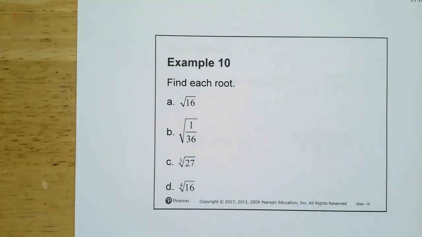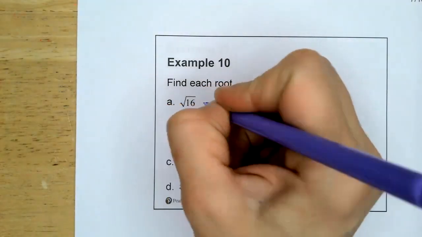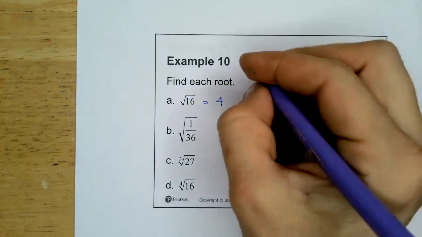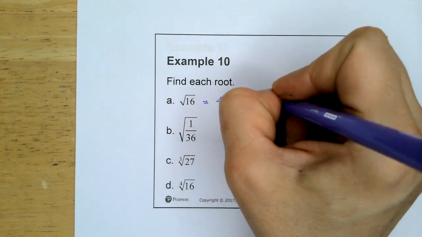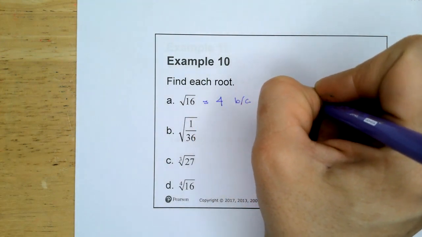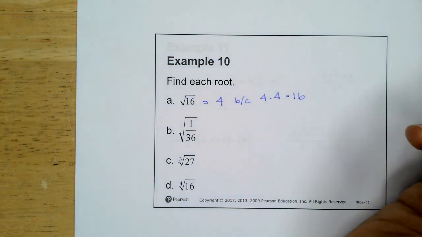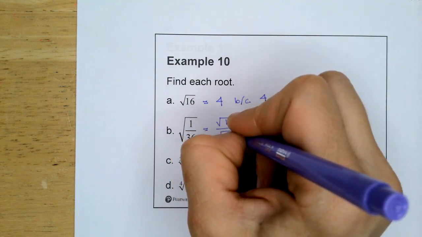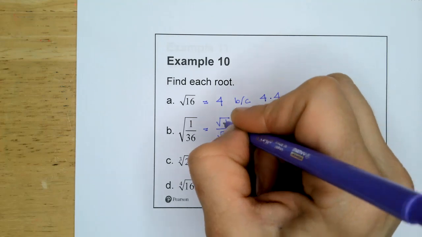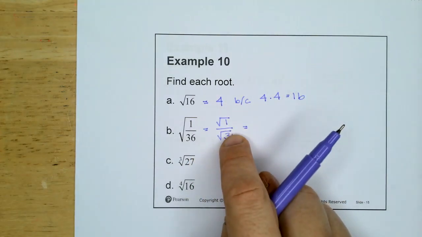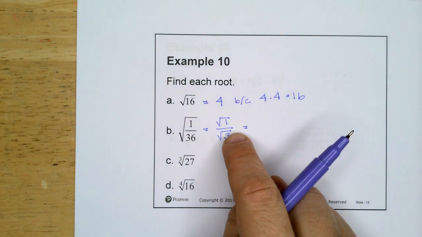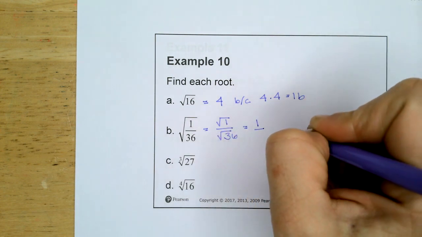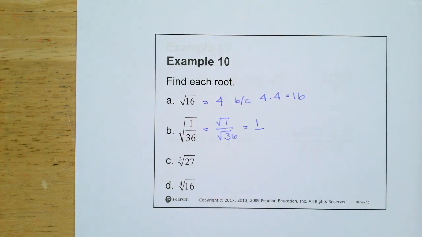So the square root of 16 means what number can I multiply by itself 2 times to get 16? 4, because 4 times 4 is 16. Okay? The square root of 1 over 36 is the square root of 1 over the square root of 36, just like the square root of 16. The square root of 1, what can I multiply by itself twice to get the number 1? 1. What can I multiply by itself twice to get 36?